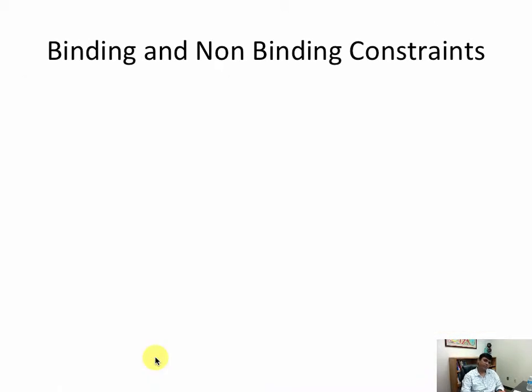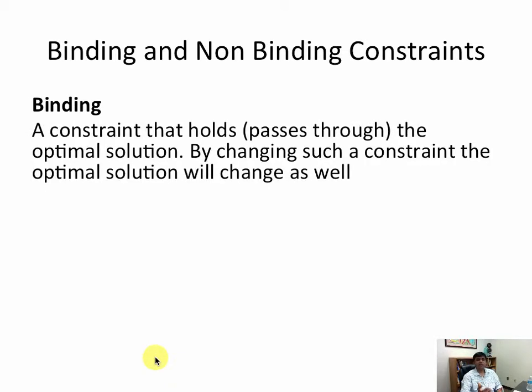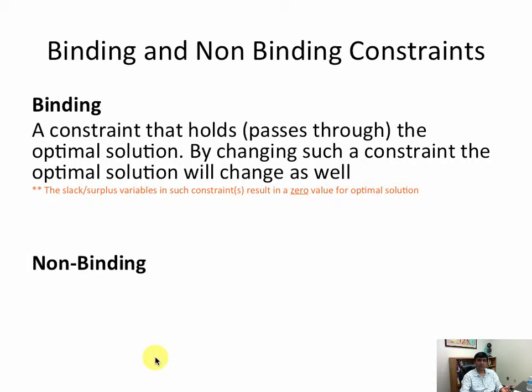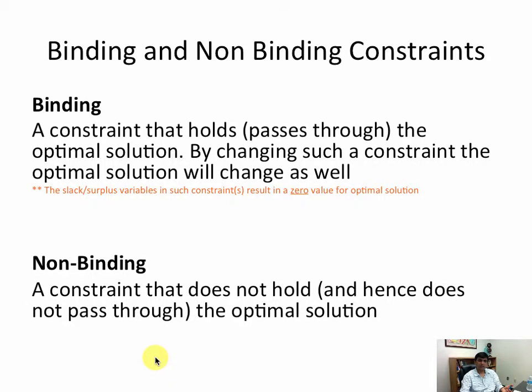So here is the definition of binding and non-binding constraints. Binding constraints are constraints that hold or pass through the optimal solution, and by changing such a constraint, the optimal solution will change as well. The slack or surplus variable in such a constraint results in a zero value for the optimal solution. And a non-binding constraint is a constraint that does not hold and hence does not pass through the optimal solution. And of course, in this case, the slack or the surplus variable has a non-zero value for the optimal solution.